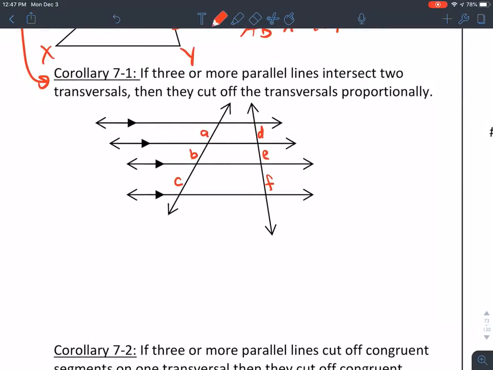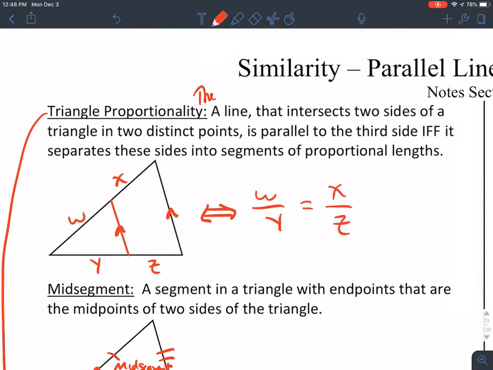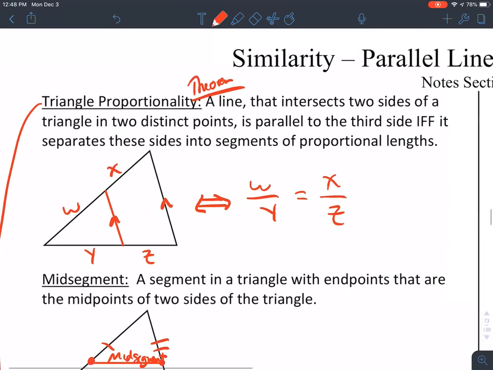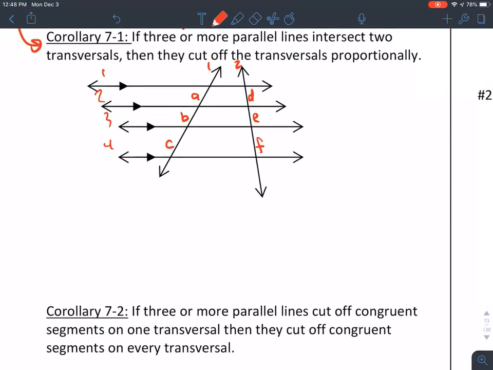The corollary means that this is so closely related to a different theorem or postulate that it's basically saying the same thing. And I should mention up here, triangle proportionality, this is a theorem. Somehow I missed that word in the notes here. So this corollary, 7.1: if 3 or more parallel lines, and we have 1, 2, 3, 4 parallel lines, intersect two transversals, so here's 1, 2 transversals, then they cut off the transversals proportionally. So here's what that means. The length of A over B is going to equal the length of D over E. Another proportion that you could say: B over C is the same as E over F.